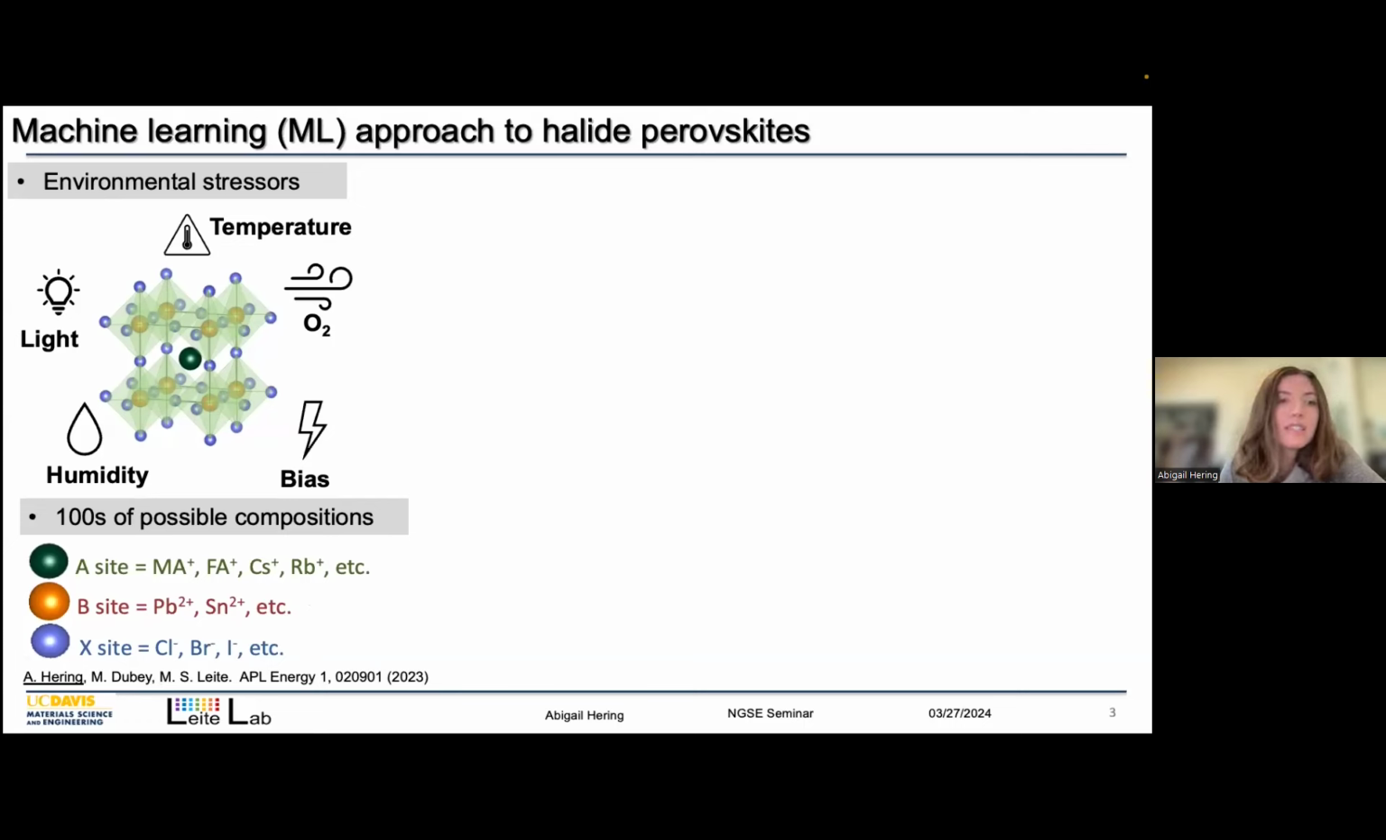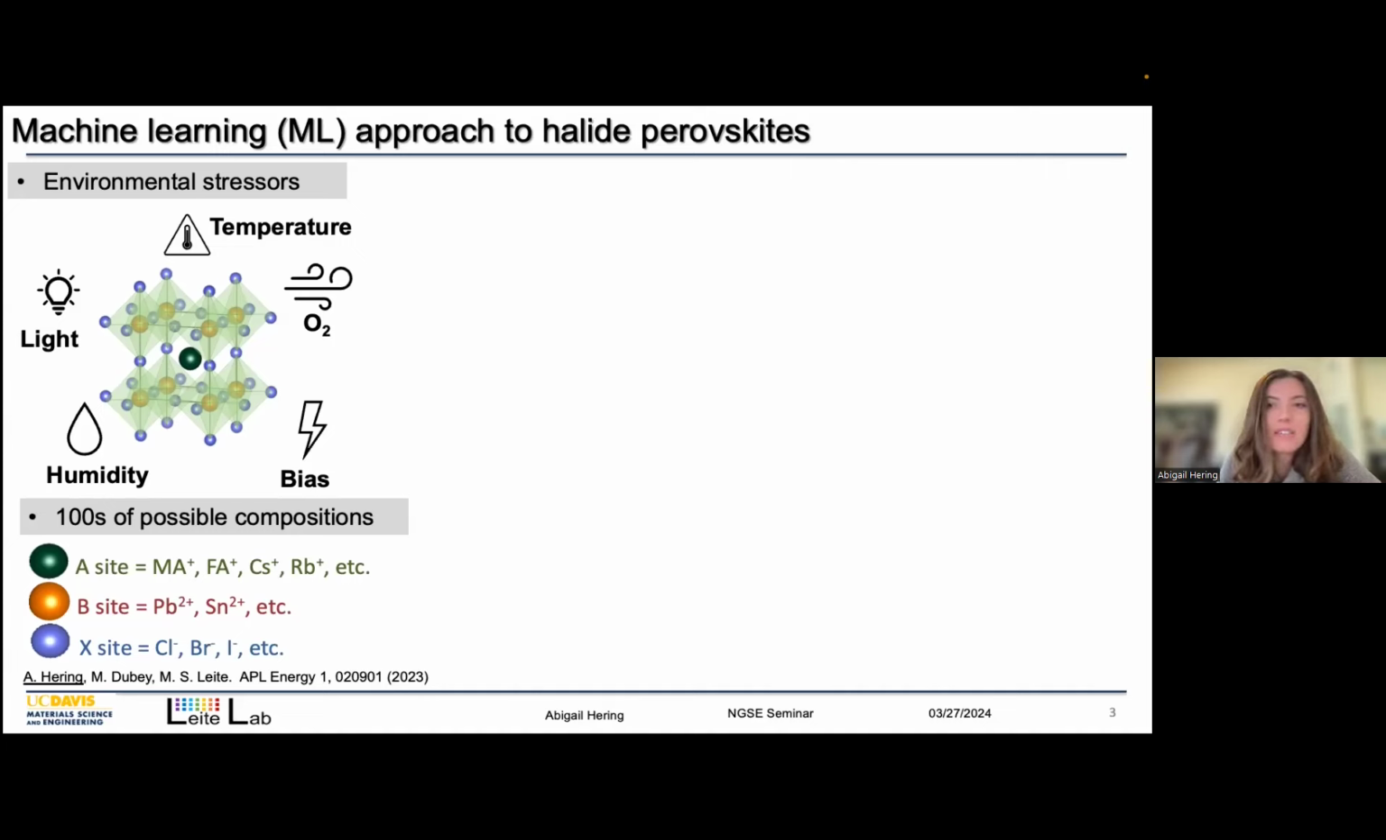At each of these sites, there can be different ratios of those ions. So there's hundreds of possible compositions within the perovskite space. Perovskites have many functional benefits, such as a tunable band gap and high power conversion efficiency in solar cell applications. However, they're very sensitive to environmental stressors, such as temperature, oxygen, bias, humidity, and light.